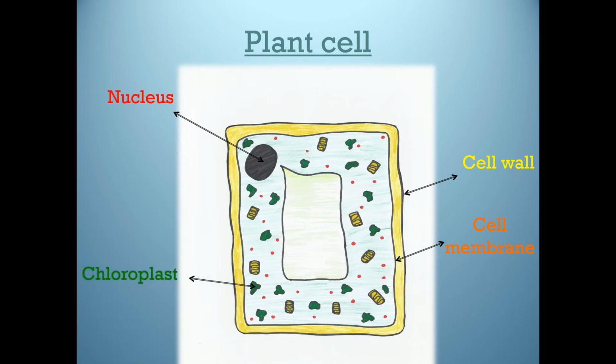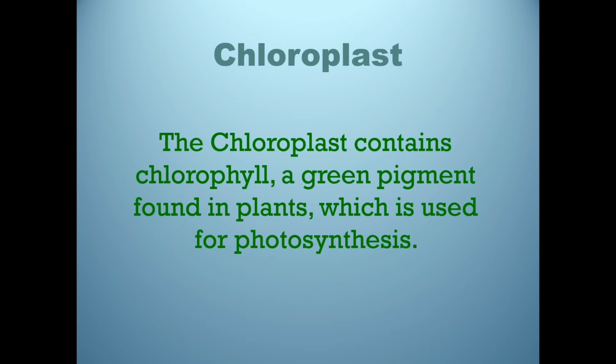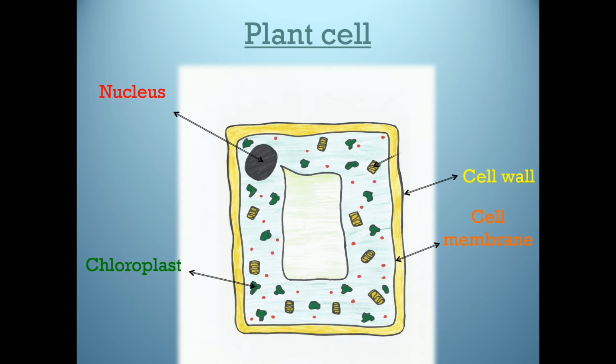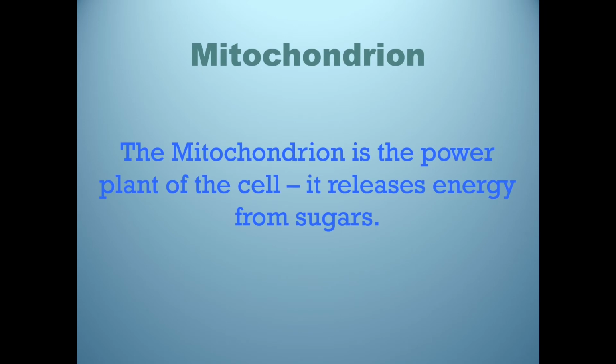Chloroplast. The chloroplast contains chlorophyll, a green pigment found in plants, which is used for photosynthesis. Mitochondrion. The mitochondrion is the power plant of the cell. It releases energy from sugars.